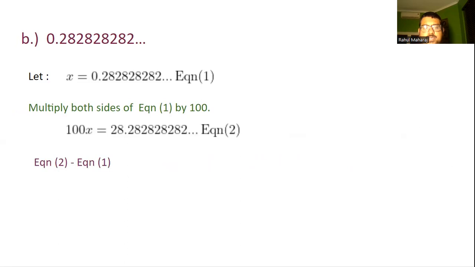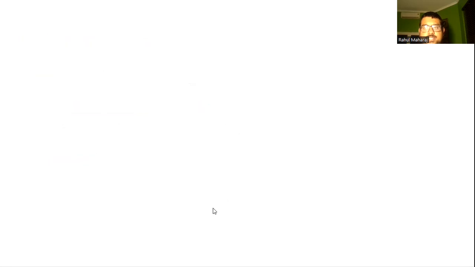We then take our equation 2 minus our equation 1, and this gives us 99x is equal to 28. And if we divide both sides by 99, we are going to get 28 over 99 being x. So that's how you convert recurring decimals into fractions.